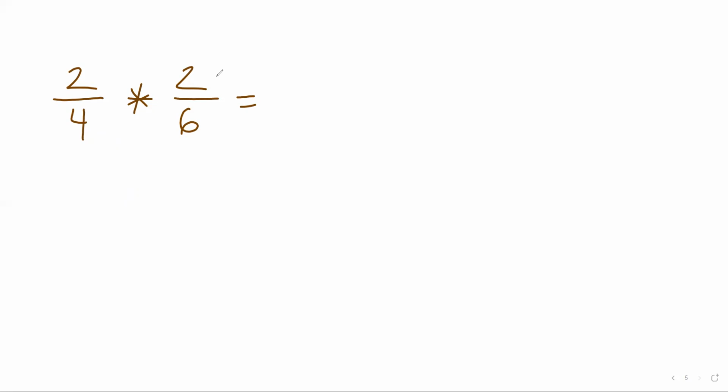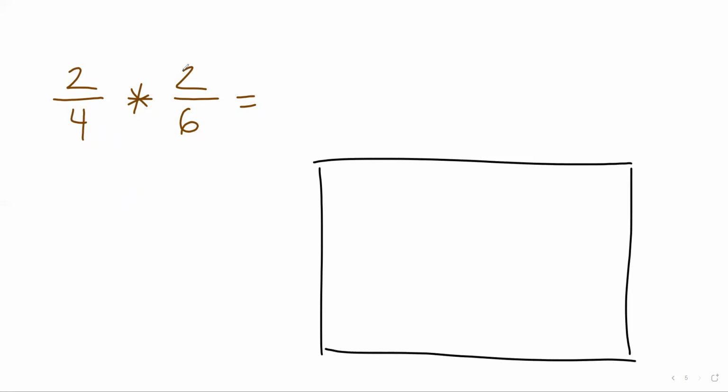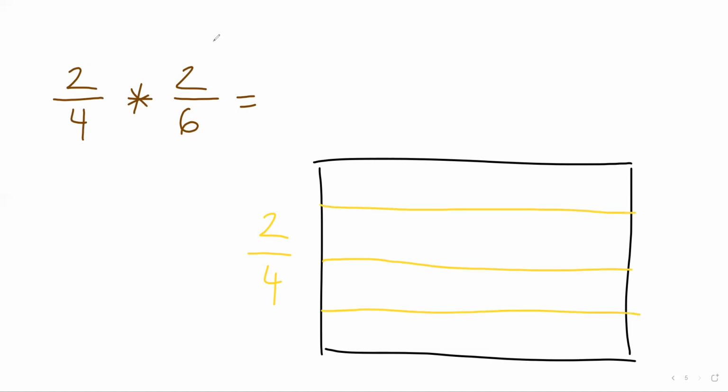But with multiplication, we actually don't even have to worry about that. We just have to model what we see. So let's model what we see. I'm going to make my model pretty big because what I recognize is that I have 2/4 over here. So I'm going to cut this into 4 rows: 1, 2, 3, 4. And I'm going to shade in 2 of them.